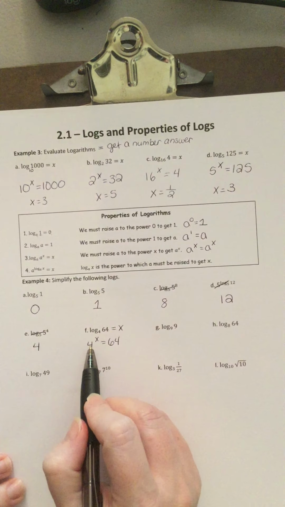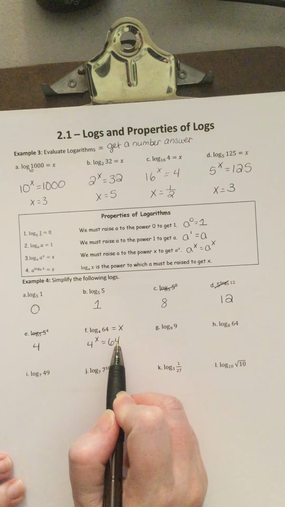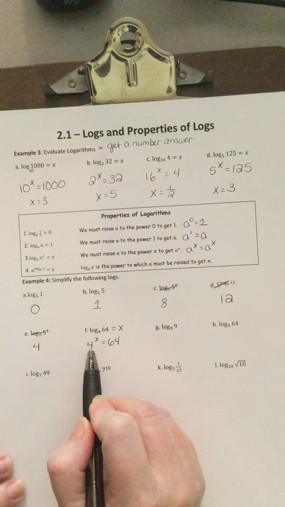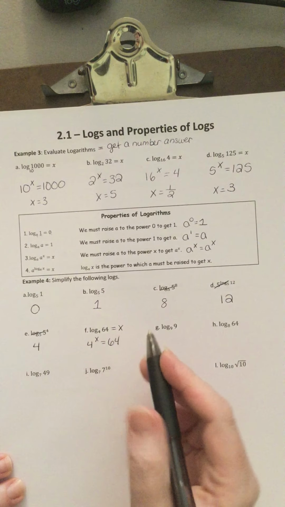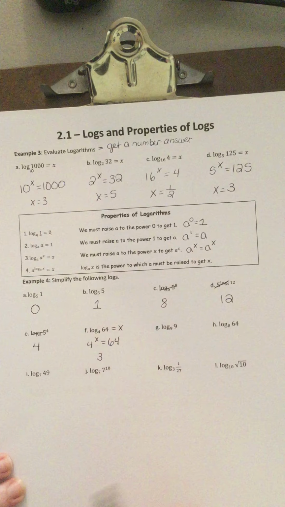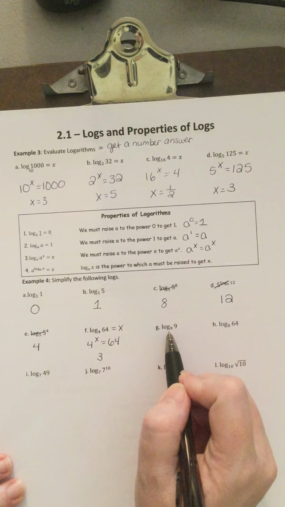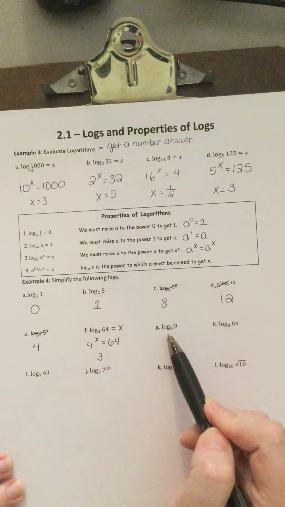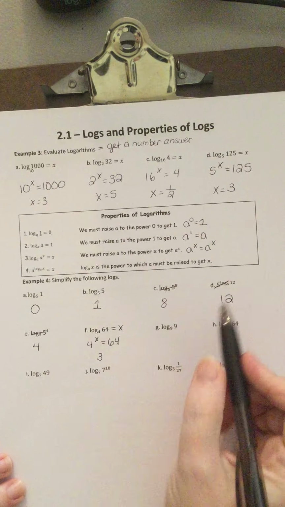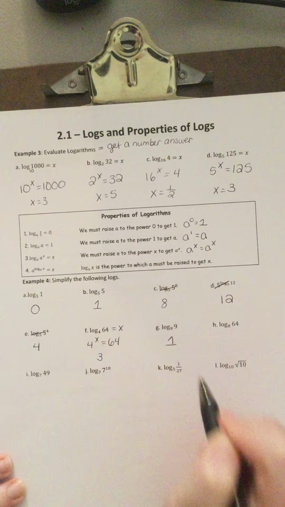All right, so this is saying, okay, 4 to what power gives us 64? Well, 4 times 4 is 16. 16 times 4 is 64. So our answer is 3. All right, letter G does match one of our rules up here. It's log base 9 of 9. Those are the same. So our answer is 1.